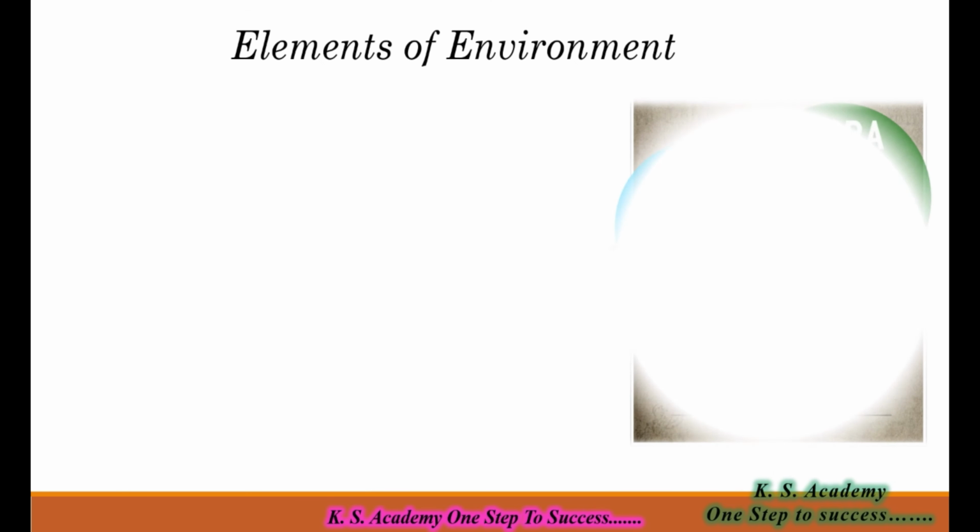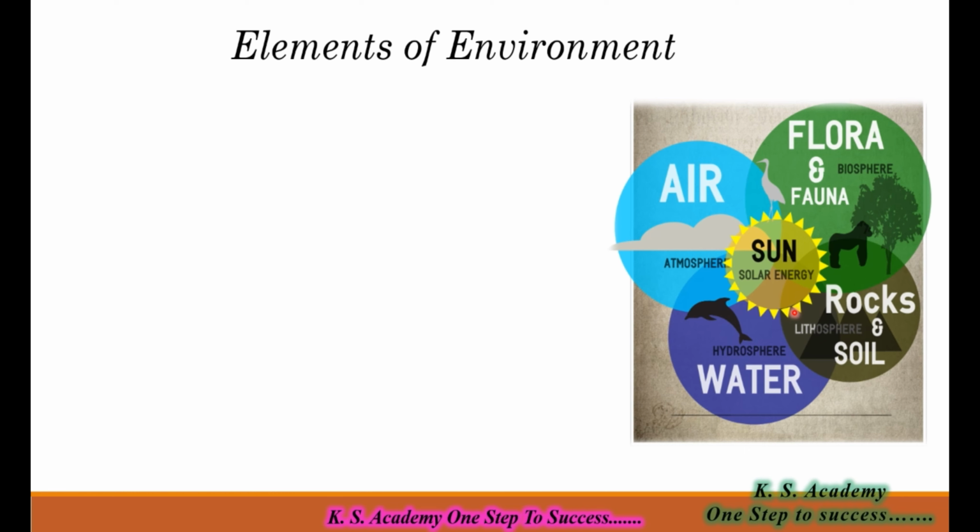Elements of environment. You can see in this picture sun, air, flora and fauna, rock and soil, water, animals present inside the water, animals present in the forest, human beings. Whatever is present in our surrounding, whatever living or non-living thing is present in our surrounding, that is called the environment, and the things that are present are called the elements of environment.